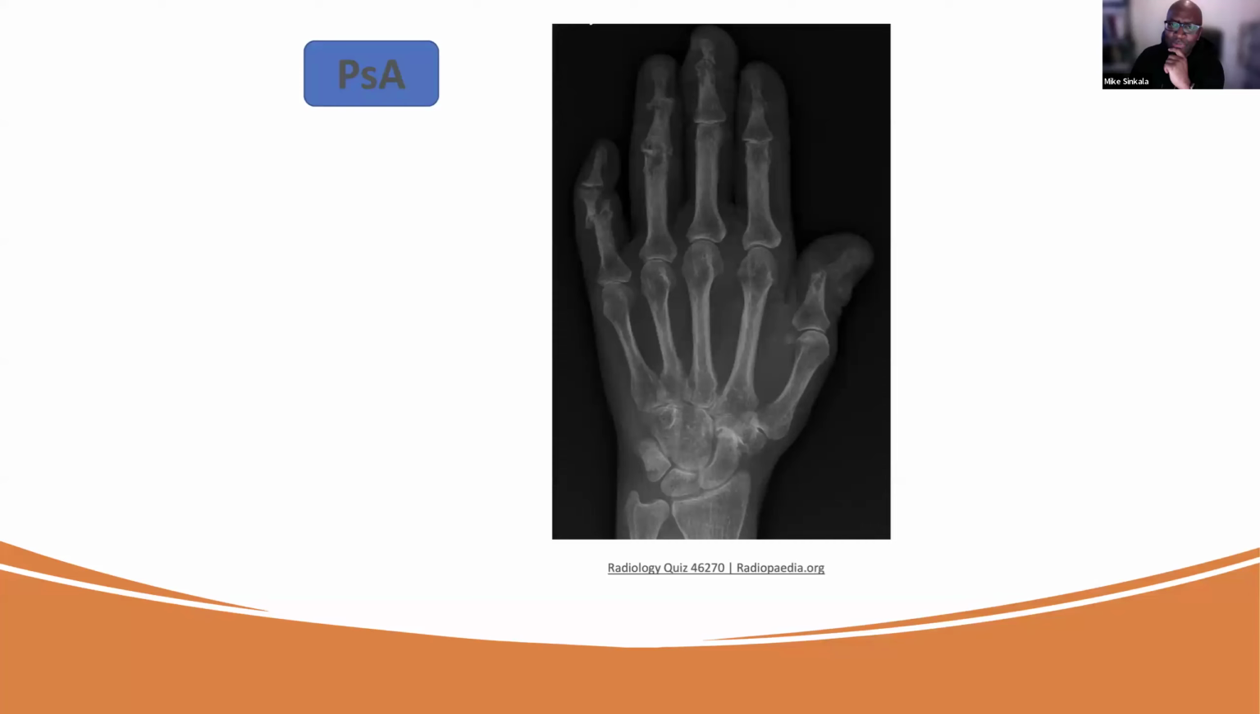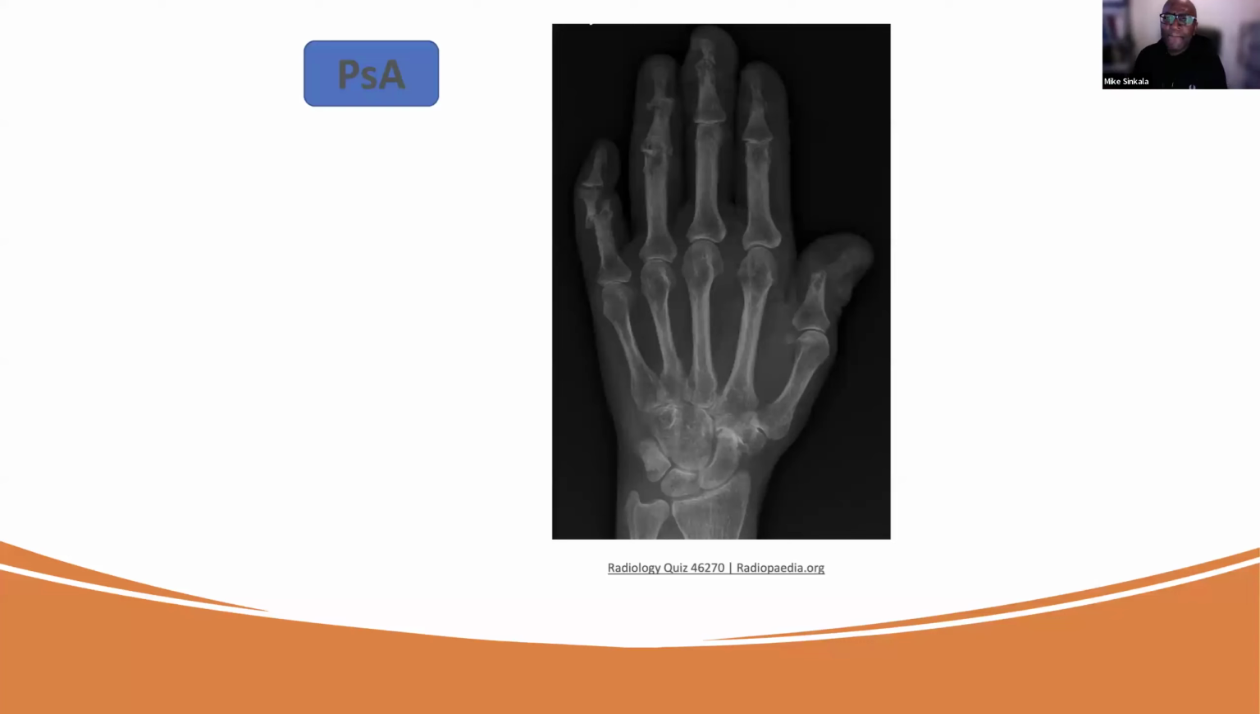The next thing that we're going to look out for is psoriatic arthritis. First of all, the clinician will have established that this patient has skin psoriasis, and then they will examine the patient's nails. The nails will give a clinical picture that somebody has psoriatic arthritis. Now, psoriatic arthritis can also manifest radiographically in different parts of the body.